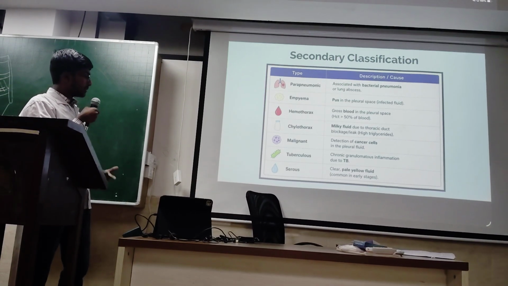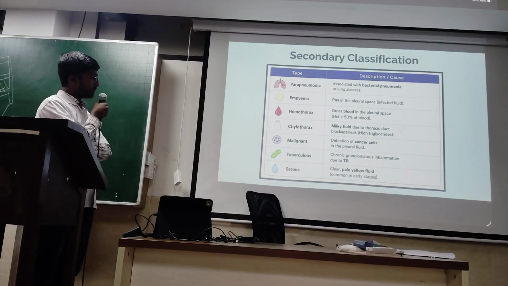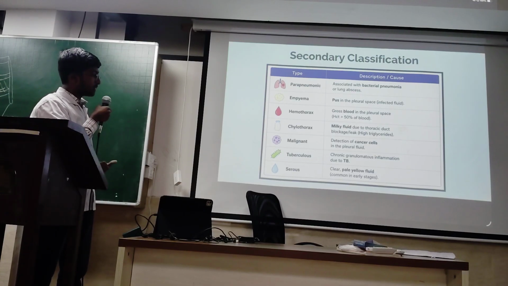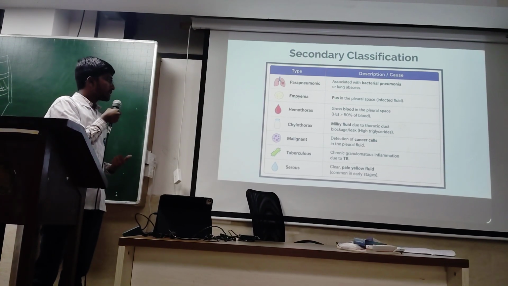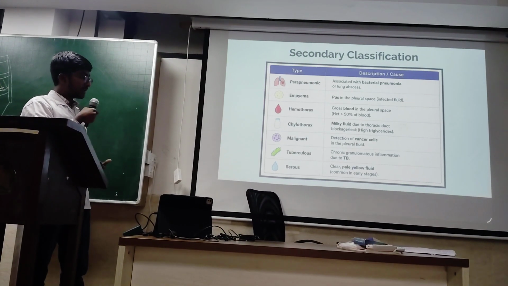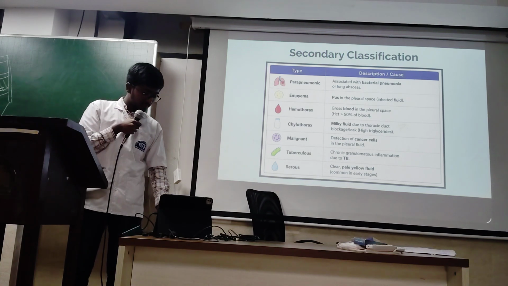Then another classification which is based on tuberculosis is tuberculous pleural effusion, which is due to tuberculosis. Chronic granulomatous inflammation takes place in the pleural fluid. Then we have the serous pleural effusion, in which clear pale yellow fluid is accumulated in the pleural space. So this was all about the types.